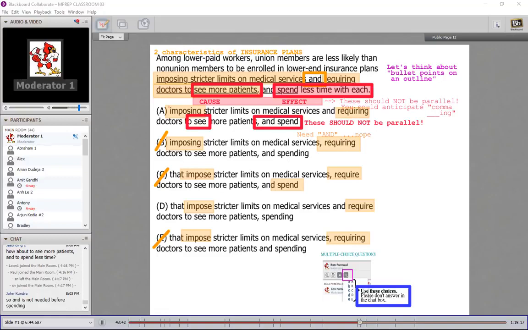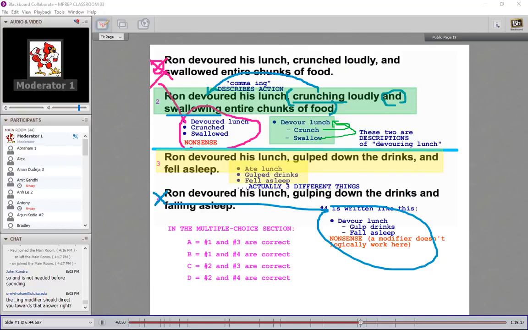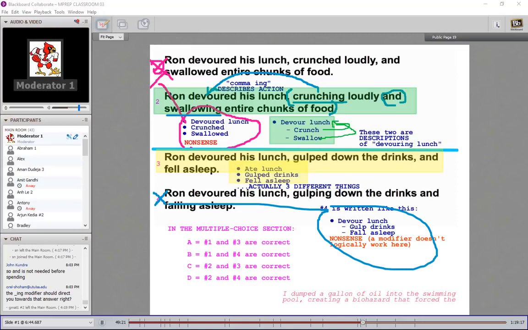Whereas, again, you have this comma-ing relationship, which is fantastic. It's the same sort of thing as this one here: devoured his lunch, comma, and so on. Or as a simpler illustration: immediate cause and effect. Like if I dumped a gallon of oil into the swimming pool, comma, creating a biohazard that forced the closure of the pool.